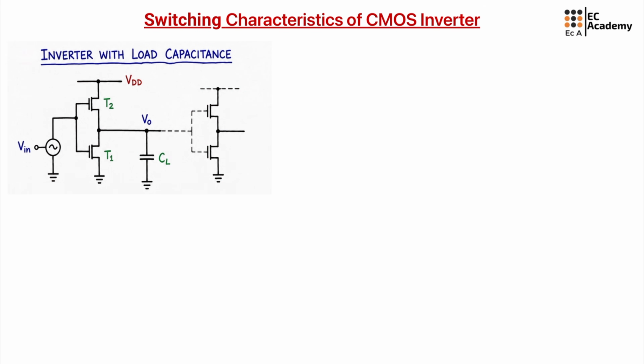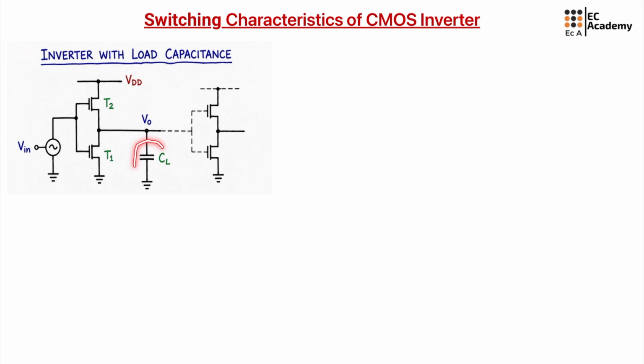In this lecture, let us understand the switching characteristics of CMOS inverter. The main question in this topic is very simple. When the input of the CMOS inverter changes, how much time does the output take to change? In an ideal circuit, we may imagine that the output will change immediately when the input changes. But in a real CMOS circuit, the output cannot change instantaneously.